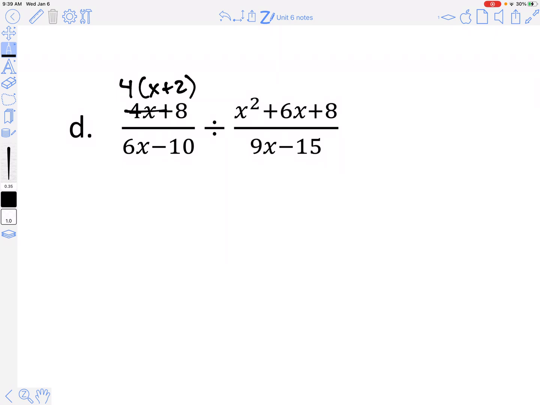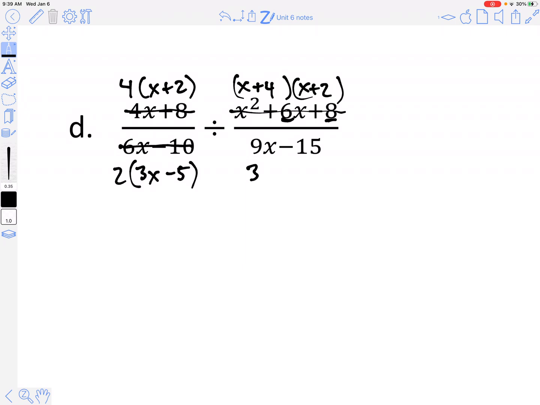Okay, done with that guy. The only thing I can pull out of that is 2, right? 6 and 10, the only like term that I have is 2, which would leave me with 3x minus 5. Done with that. All right, yay, my a is 1, so that means I'm going to have an x. Got to think what multiplies give me 8, adds give me 6, which is 4 and 2. All right, done with that guy. And then here I'm going to pull out a 3. 3 out of 9 would leave me with 3. 3 out of 15 would leave me with 5.